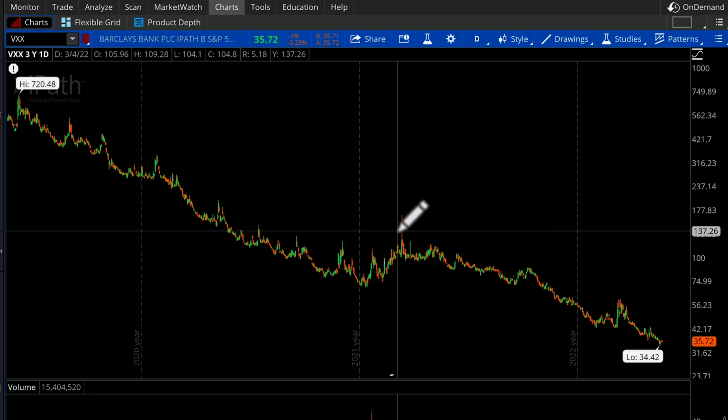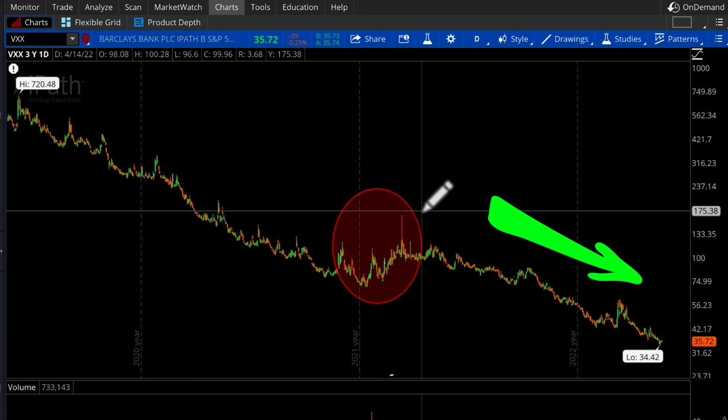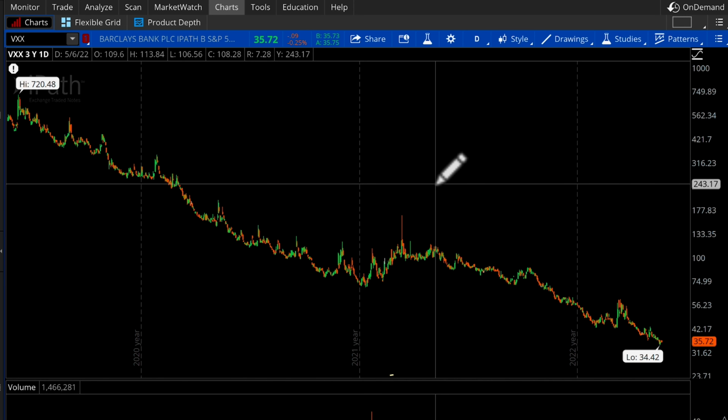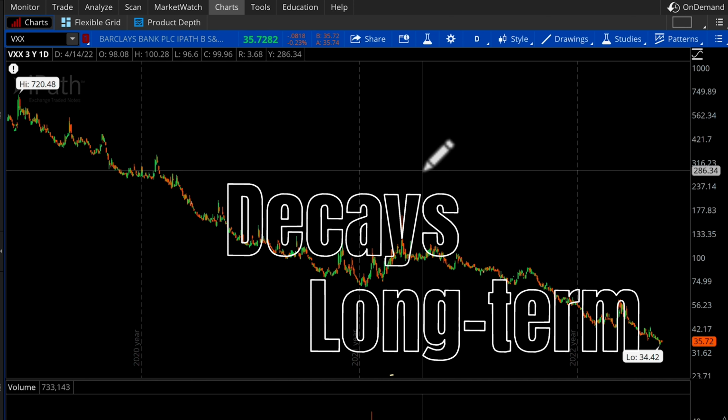So here's the VXX over the last 2 years, and aside from this volatility spike here, where it basically doubled, it's mostly doing its thing, basically decaying downwards over time. It's an insurance product. Obviously, it decays long-term, right? Markets wouldn't make any sense if insurance products had a net positive long-term return, so this isn't overly surprising.